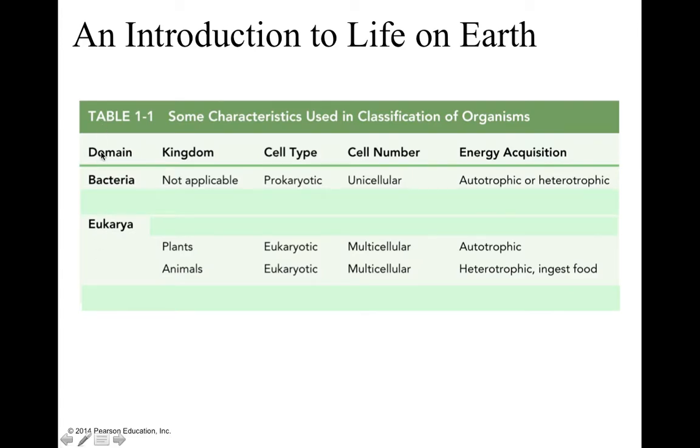Again, we have here the domain bacteria and eukarya. Bacteria are going to be unicellular. They're prokaryotic versus eukaryotic. Prokaryotes are unicellular, and they can be either autotrophic or heterotrophic. So either they create their own energy or they absorb energy from other organisms around them. And then eukaryotes are split into plants and animals. Now plants, again, they're eukaryotic, multicellular. Both of these are going to be multicellular. Once you hit the eukaryotic level, we're talking multicellular. But the major difference between plants and animals is that they're autotrophic or heterotrophic, meaning that they create their own energy from the sunlight or they ingest their food from their surroundings and other organisms.